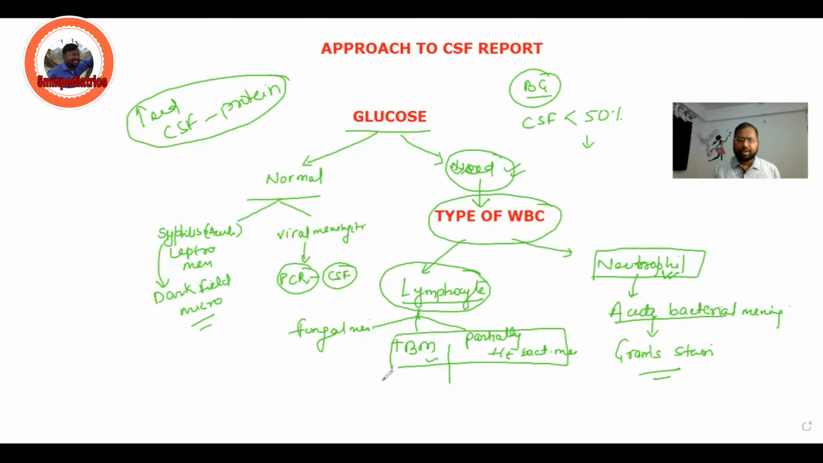In TBM, the lymphocytes are usually less than 1000, but in partially treated meningitis we can get more than 1000 cells. Further, we can go for gram staining and culture. In TBM we have to go for acid fast bacilli staining and CSF PCR. In fungal meningitis again we have to go for culture and for cryptococcal antigen.